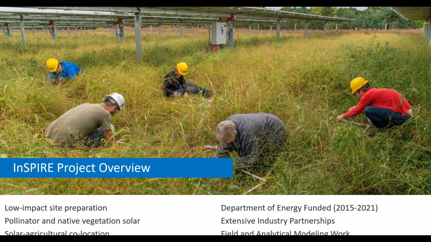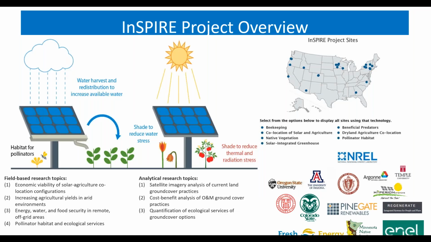We're looking at how we reduce the impacts of solar development from the get-go. How do we incorporate pollinator and native vegetation on sites? And then how do we integrate these solar projects with ongoing agricultural operations? Here's a bit of an overview of the Inspire project.